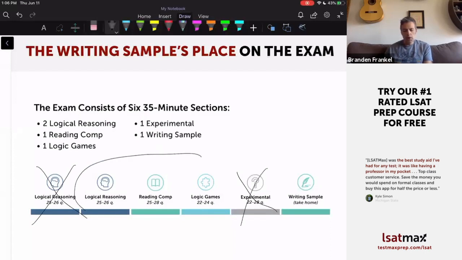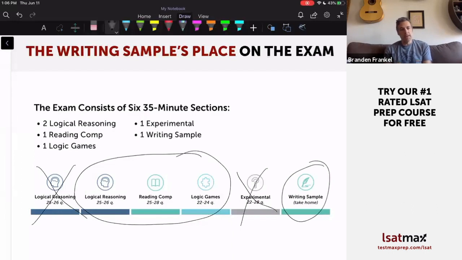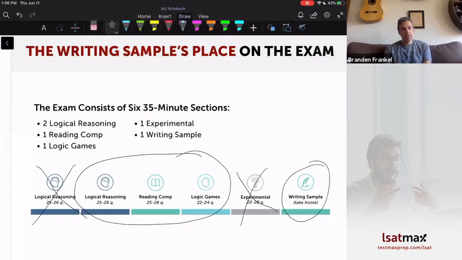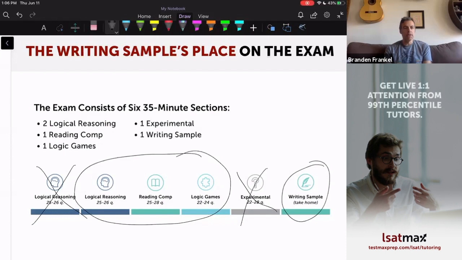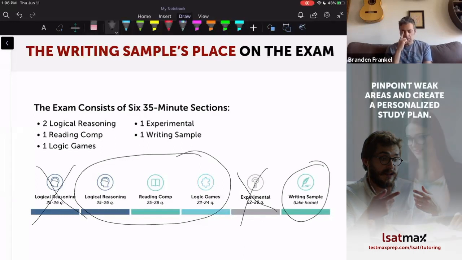And so on test day, you just have 3 short sections, well, 3 35-minute sections. And then the writing sample is still a part of it, but it's still done at a different time. And you can do it within 1 year of taking the exam. So that's the difference between the LSAT-flex and the normal LSAT. The normal LSAT is taken on a tablet at a testing center. LSAT-flex is taken at home on a laptop or a desktop computer.